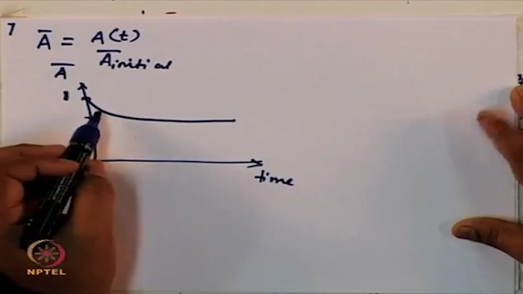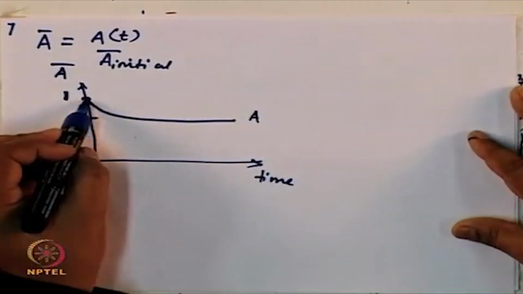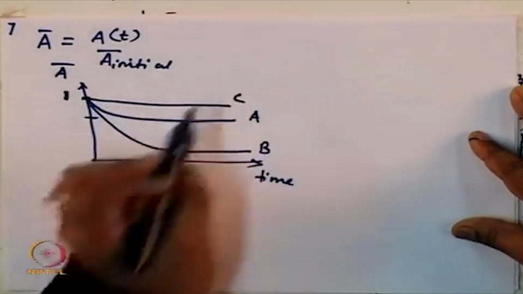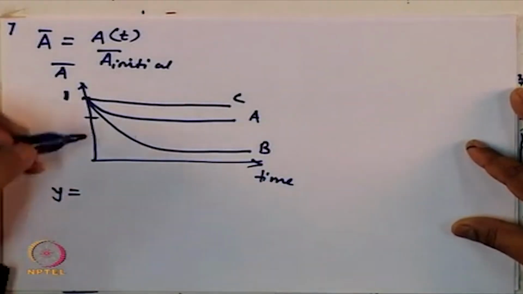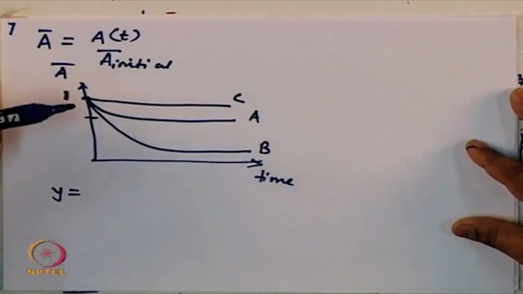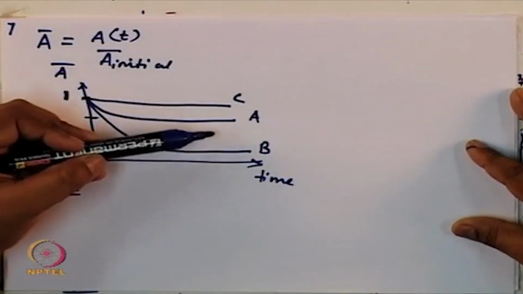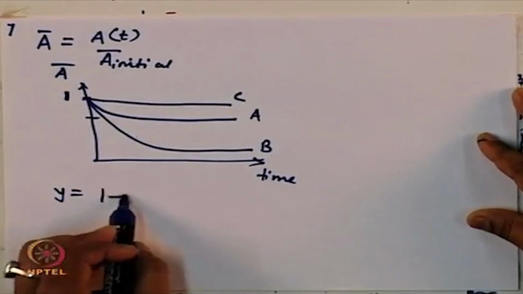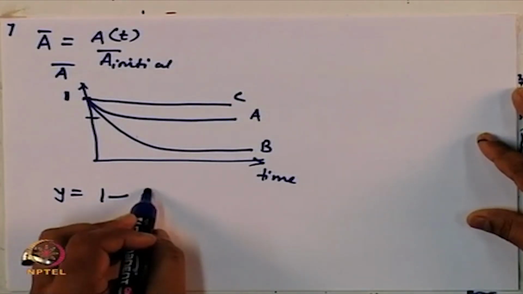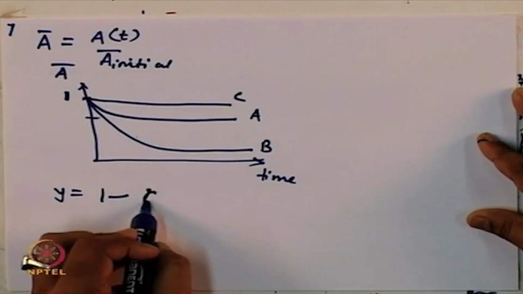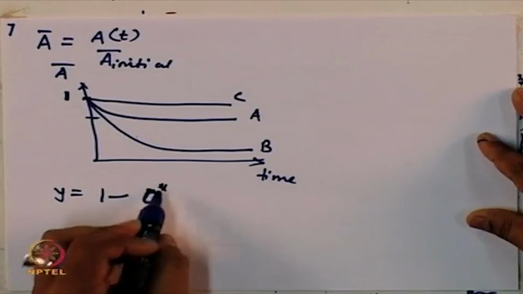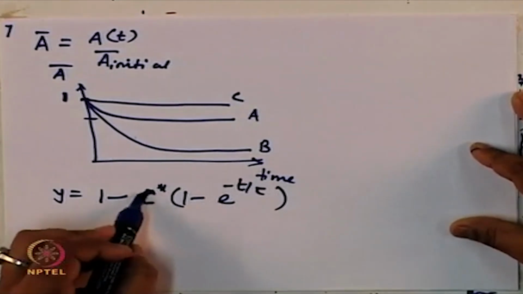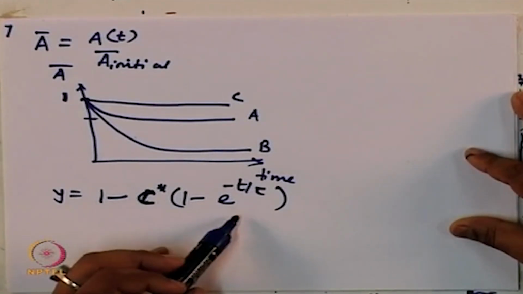As opposed to this particular case, let us say for condition A, for condition B I might have a situation like this, and for condition C, this is my condition C. I want to have a way of quantitatively finding out metrics, so that I can compare what these conditions A, B and C are doing to my data. So, let us say I use this particular expression: y equals 1 minus C star into 1 minus e to the power minus t by tau.